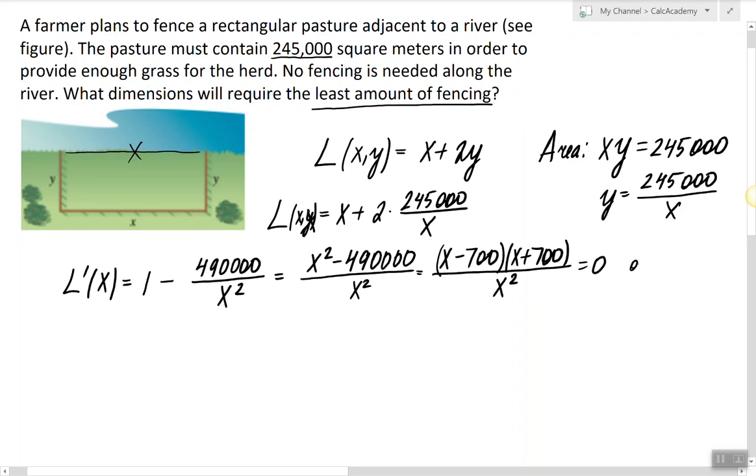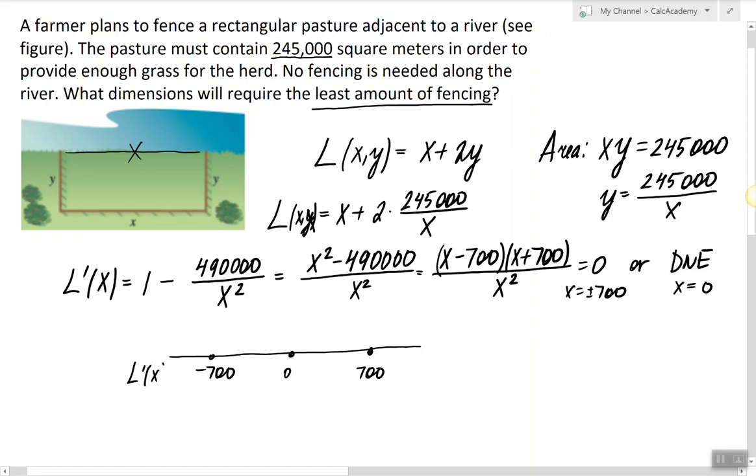Now we set it equal to 0 or find the values where it doesn't exist. It does not exist when x equals 0, and it's equal to 0 when x equals plus or minus 700. 0 and negative 700 are not in the domain of this function, so we are not going to consider them, but we're still going to use them to construct the sign chart for the first derivative. And the sign chart will be the following.